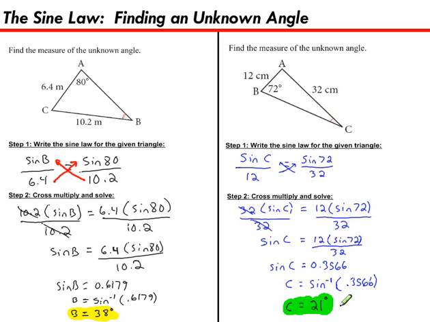It turns out angle C is 21 degrees, and we found that by setting up our two matching ratios. Then we cross multiplied. Finally, we need to isolate for sine C, so we divide both sides by 32, and then rearrange to get 0.3566. And finally, we need to use our inverse sine on our calculator to arrive at C equals 21 degrees.